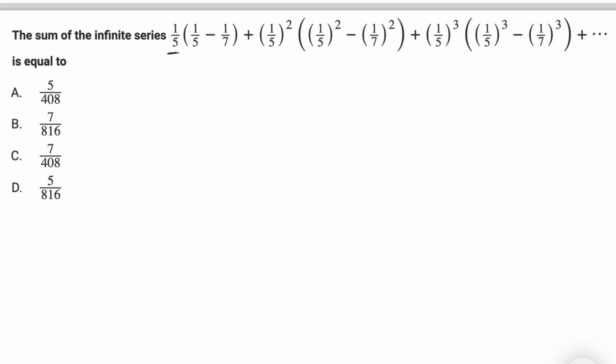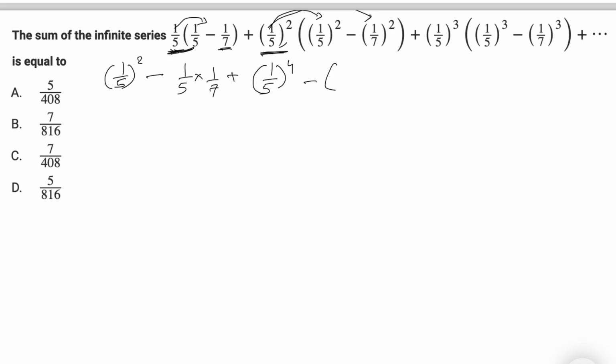1/5, we multiply with both the terms inside. 1/5 into 1/5 gives 1/5 the whole square, minus 1/5 into 1/7, plus the next term, 1/5² into 1/5² minus 1/7². So 1/5² multiplied by 1/5² gives 1/5 raised to 4, minus 1/5² into 1/7² is (1/5 into 1/7) the whole square. I have simply used the properties of indices.